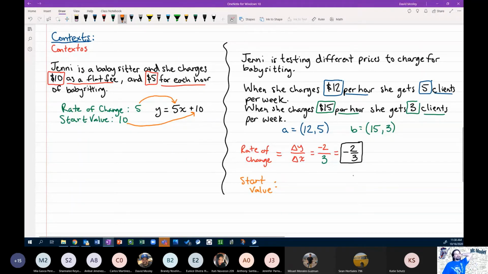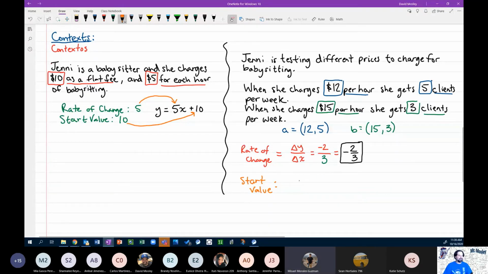So necesitamos usar uno punto E o B en la regla simbólica y solve. I don't know how to say the solve. Solve for B. Resolver. Vamos a resolver. Solve. Ujú. Vamos a resolver por B.